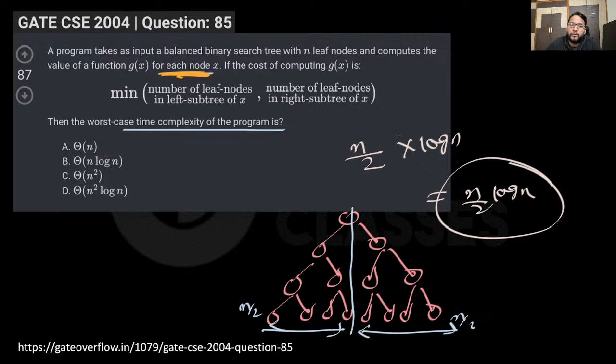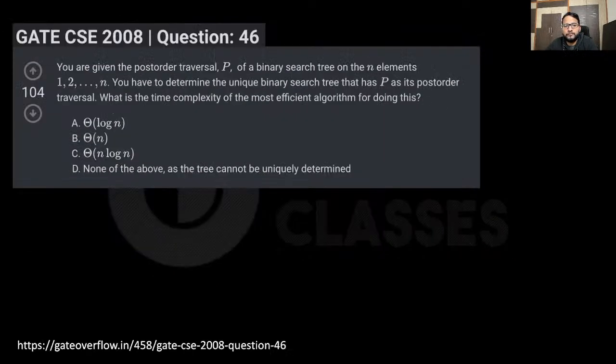Okay, let me know if you have understood this completely. Yeah, cool.